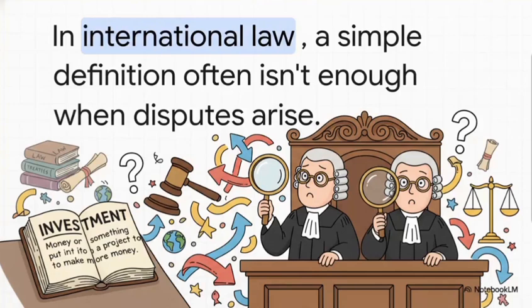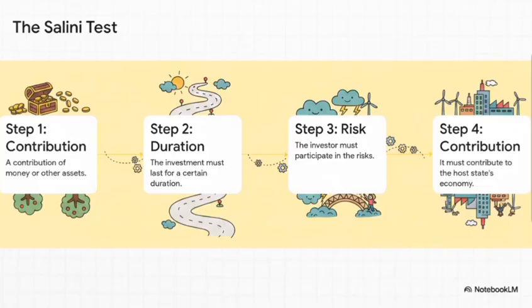Now, here's where it gets really interesting. In international law, especially when disputes pop up, that simple definition we just talked about is often not good enough. Courts and tribunals need a much more solid way to decide if something really counts. And that brings us to this thing called the Cellini test. It's basically a legal framework to figure this all out, and it has 4 key conditions.